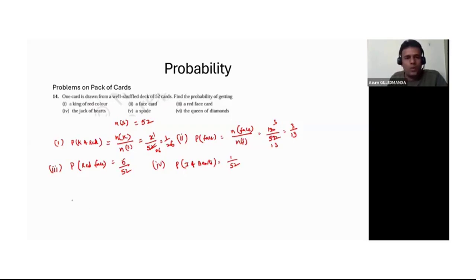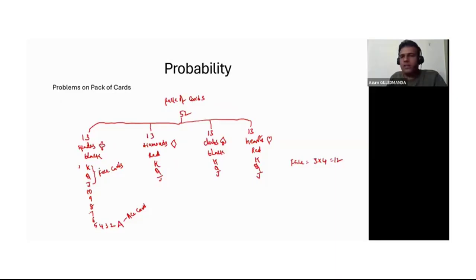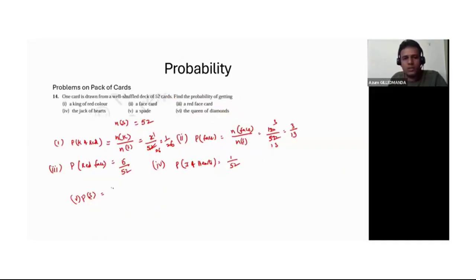Now, next, the fifth one, the probability of getting a spade card. How many spades are there? 13, right? So if you get any card from the 13, then that is your favorable outcome. So 13 by 52, that is. You're following, right?